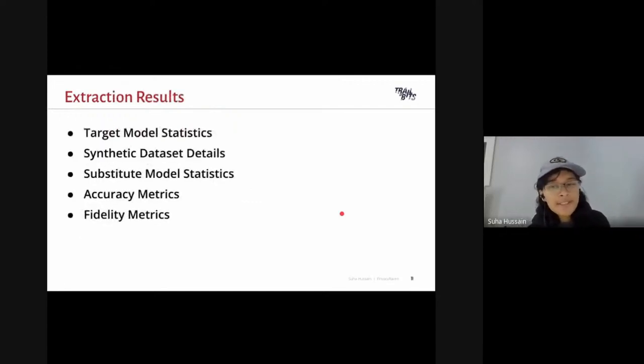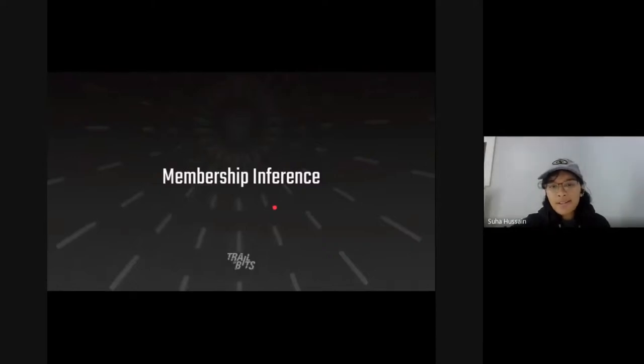So the output of this attack would take at least 10 minutes to generate. Instead of showing you the whole output, I'll explain what's contained inside of it. First, Privacy Raven would show you statistics about the target model. Then it would provide details about the synthetic dataset and the resulting substitute model, including training progress and efficiency metrics. Finally, it would display measurements for the accuracy and fidelity of the substitute model, and in turn, the model extraction attack. Now, let's learn about our second class of attacks, membership inference.